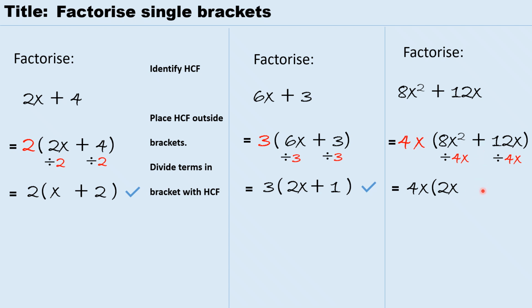Then 12x divided by 4x. So again, let's look at the numbers first. So 12 divided by 4 is 3, and x divided by x is 1. So we have 3. Again, 12x divided by 4x is 3. And that is our answer.